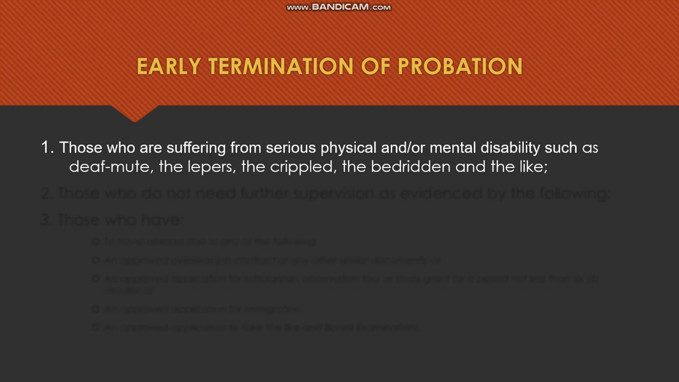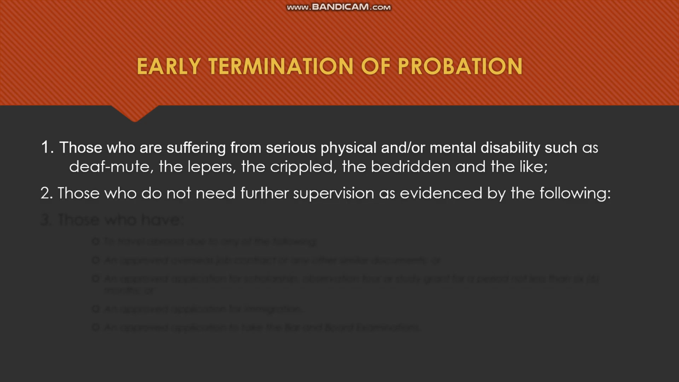Kung saan, yun is pwedeng maging grounds for the early termination ng kanilang probation. But, hindi ibig sabihin nun na hindi na sila mag-serve ng kanilang probation period outside, mas mapapaaga lang yung kanilang termination.